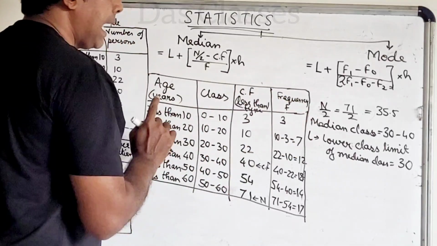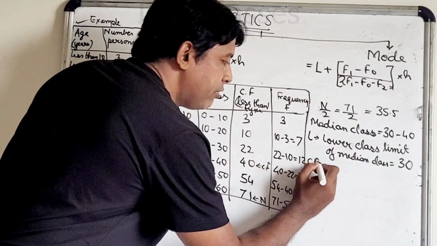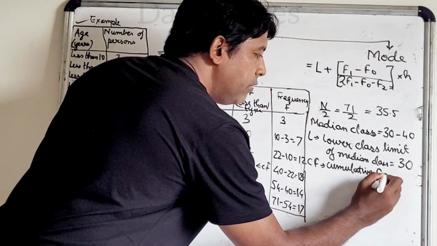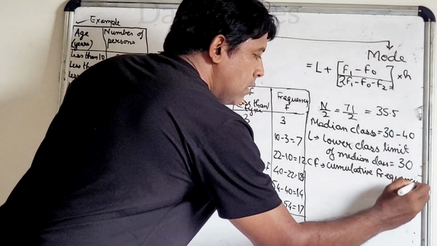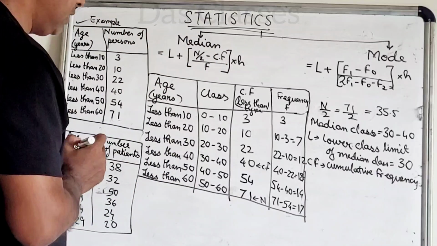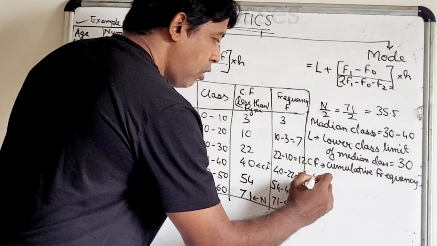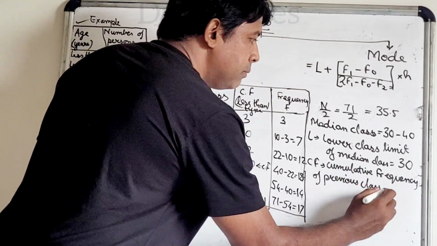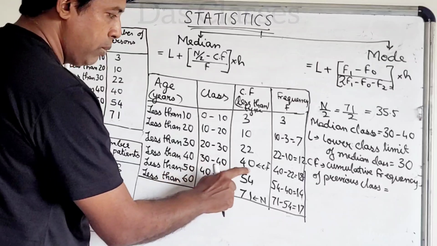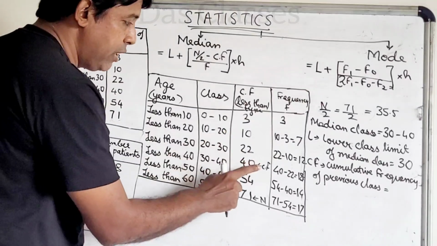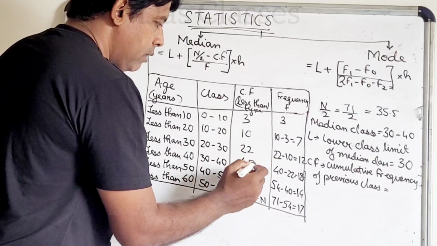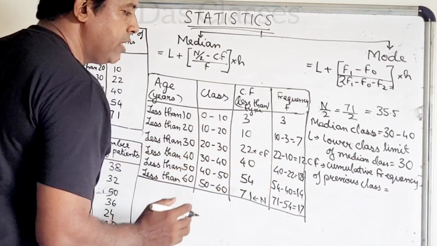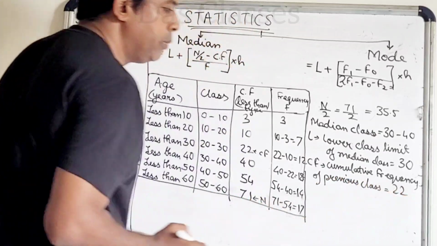N upon 2 is already calculated. CF stands for the cumulative frequency of the previous class. Now, the cumulative frequency of the previous class is going to be, see, median class is 30 to 40, the cumulative frequency of that is 40. So we'll not write it here. We should have written the cumulative frequency over here. So the cumulative frequency of the previous class is going to be 22.